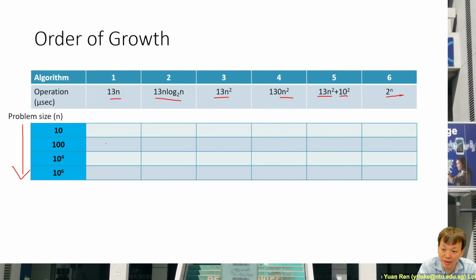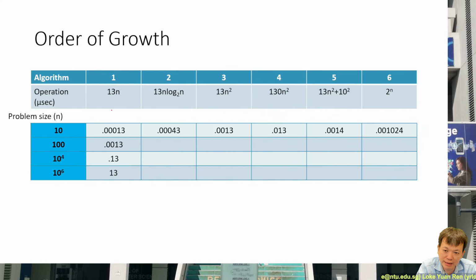You just compare different problem sizes, from n equal to 10, to 100, to 1,000, 10,000, and then a million. How does it look? Let's say each operation takes 1 microsecond. Then if it's linear, 13n, you will see that it grows linearly.